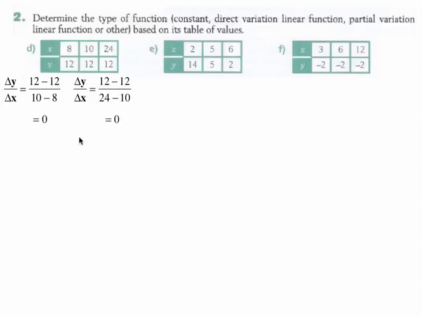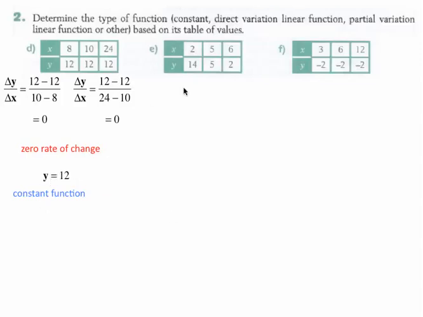Okay, so that means the rate of change is 0. So that means we're talking about a constant function. In this case, the y value is always 12, no matter what the x value is. So y equals 12, and that's a constant function. We get a nice horizontal line passing through the y-axis at 12.